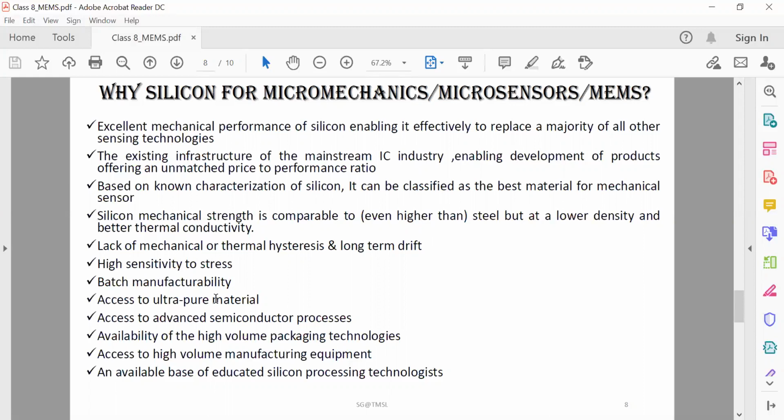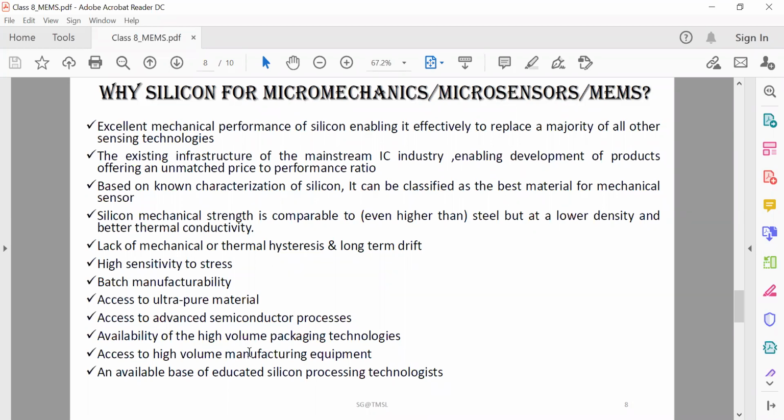Okay, so access to high volume manufacturing equipment and available base for educated silicon processing technologists. That means the manpower is available. Manpower is one basic thing when you go for any technological development, because you are going to use all the VLSI equipment. So trained manpower for running those equipment for VLSI processes is already available. Those manpower can be used for making MEMS also, or any kind of microsystem production.